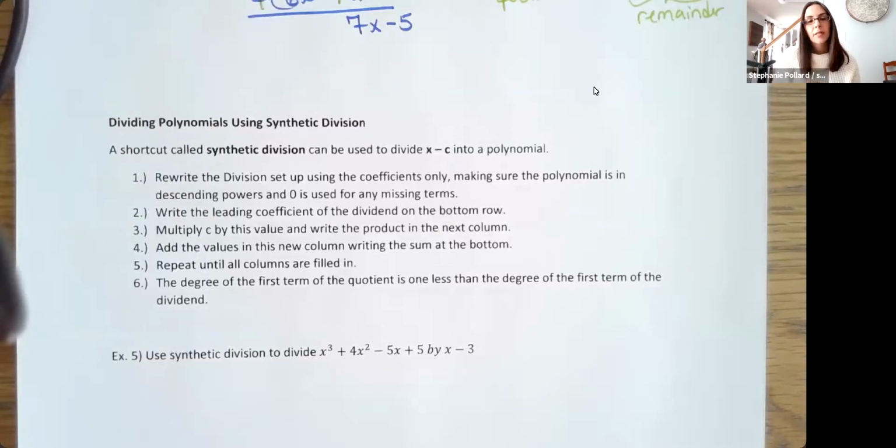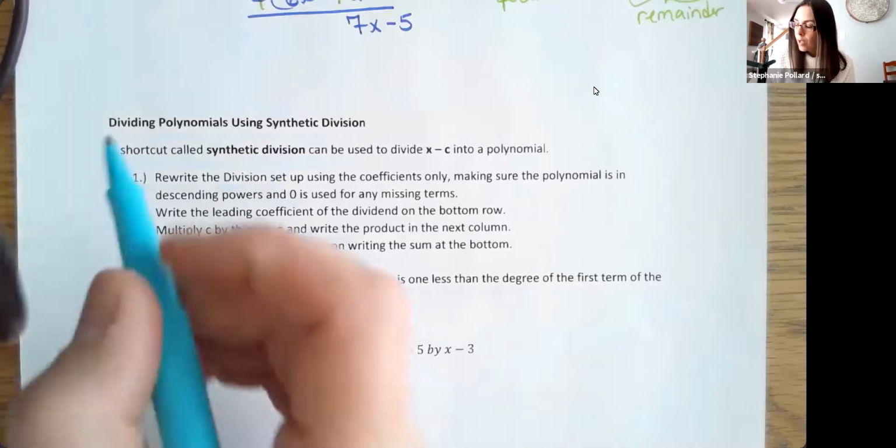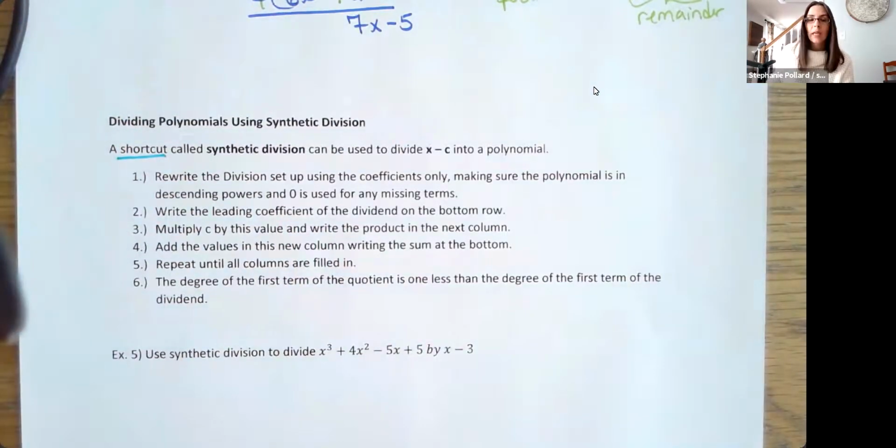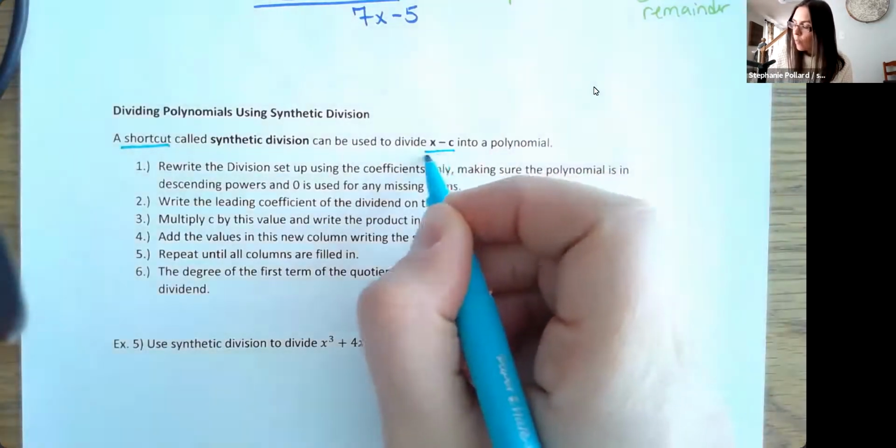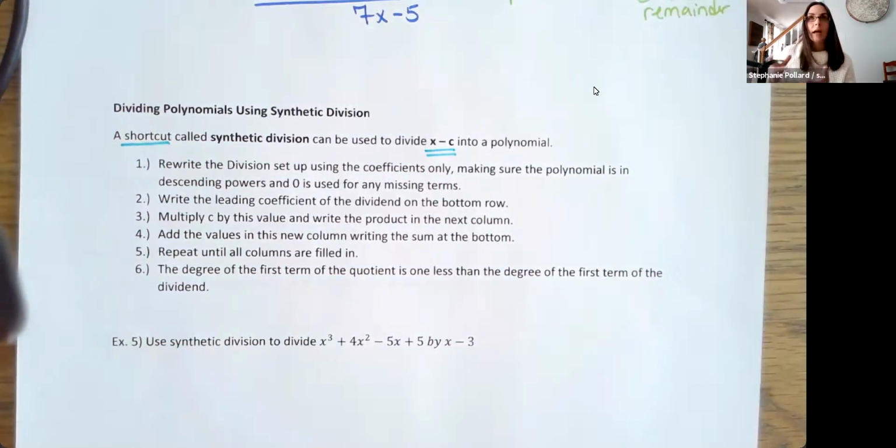So now I want to show you how to divide using synthetic division. Synthetic division is a shortcut for long division, but it doesn't work in every case. It only works if you're dividing by something of the form x minus c, or x plus c is okay, your c would be negative there.